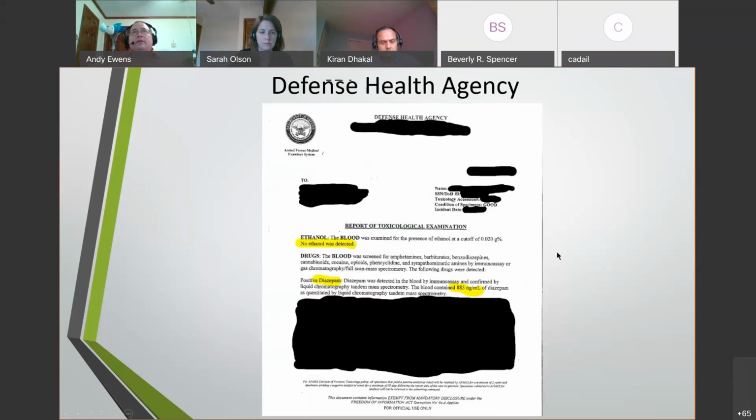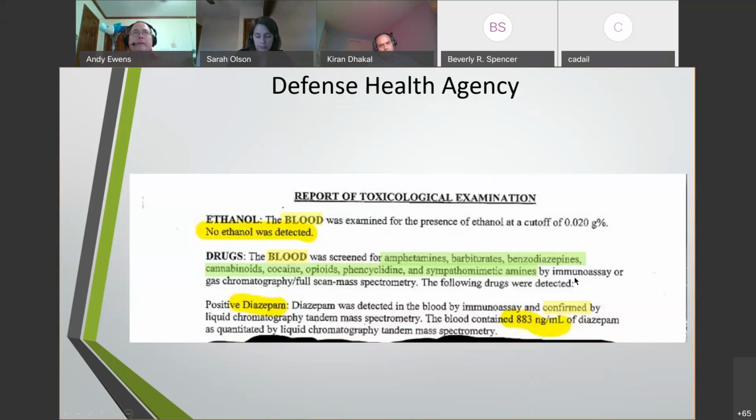The Defense Health Agency, so this is a military drug test, it doesn't have much of a table. I love it when the labs just have a nice table. You can just look at it and tell what the results are. But some, they like to do these textual results. So you have to go through it. No ethanol was detected. It was positive for diazepam. Oh, sorry, let me blow that up.